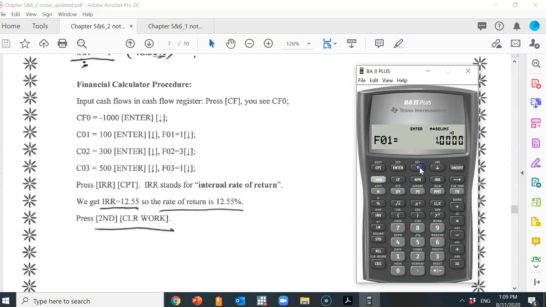Let me double check. Okay, we have 100, and then we have, yes, 3 300s, enter, down button. Cash flow 3 should be 500, enter, down button. Frequency 3 as 1, okay, down button. No cash flow 4, no frequency 4. Come back to cash flow 0, that's all we have here. Press IRR, compute. So we know the rate of return is 12.55%.